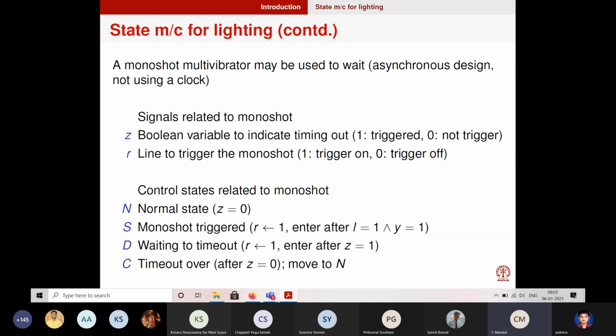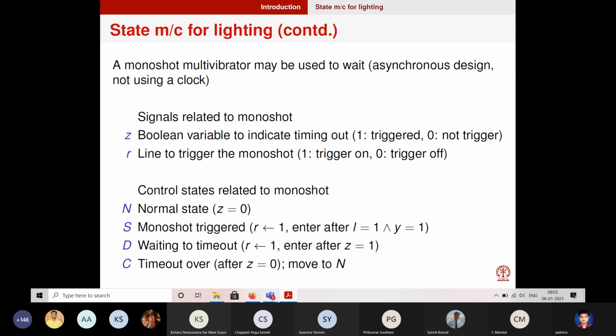So when you trigger it, the output goes high and remains high for a certain period of time, which is determined by the design parameters of the monoshot. So you just say that it remains high for some period delta. That is how the monoshot works. And again it goes down. Its normal output is low; when you trigger it, it goes high, remains high for a period delta, and again goes low. That is the working of a monoshot.